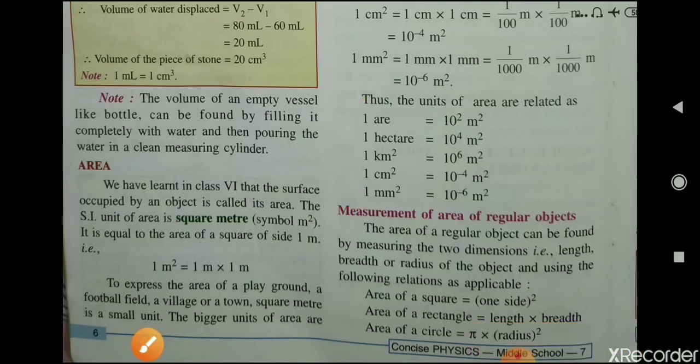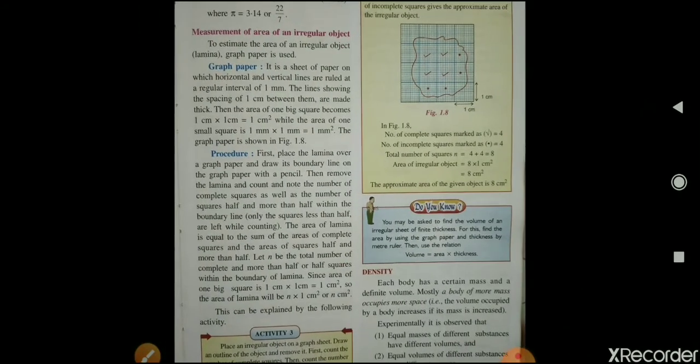Now, measurement of area of regular objects. The area of a regular object can be found by measuring the two dimensions, that is the length and the breadth, or the radius of the object. Using the relations: area of a square is equal to side square, area of a rectangle is equal to L into B, and area of a circle is equal to pi r square. You have already learned all these relations.